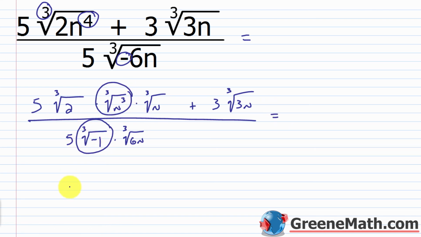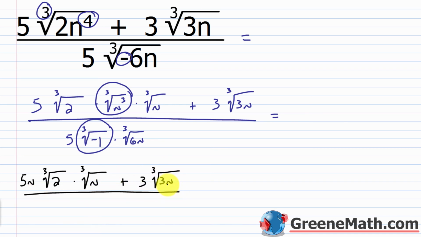So what we want to do, we'll have 5 times the cube root of 2. This would end up being what? This would end up being just n. So I can just write this n out in front. Let me just kind of slide this down a little bit. And then times, you'll have the cube root of n. And then plus, you have 3 times the cube root of 3n.